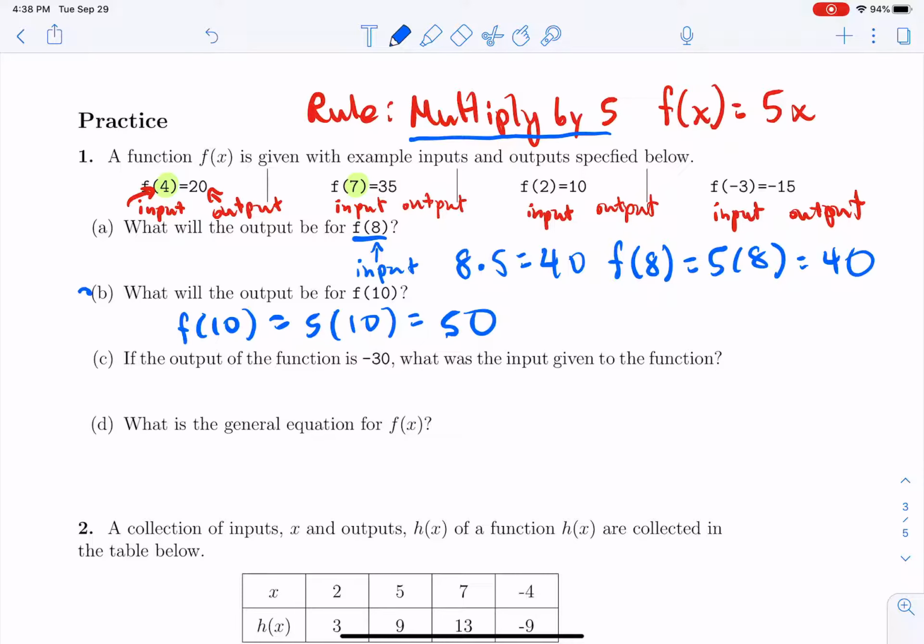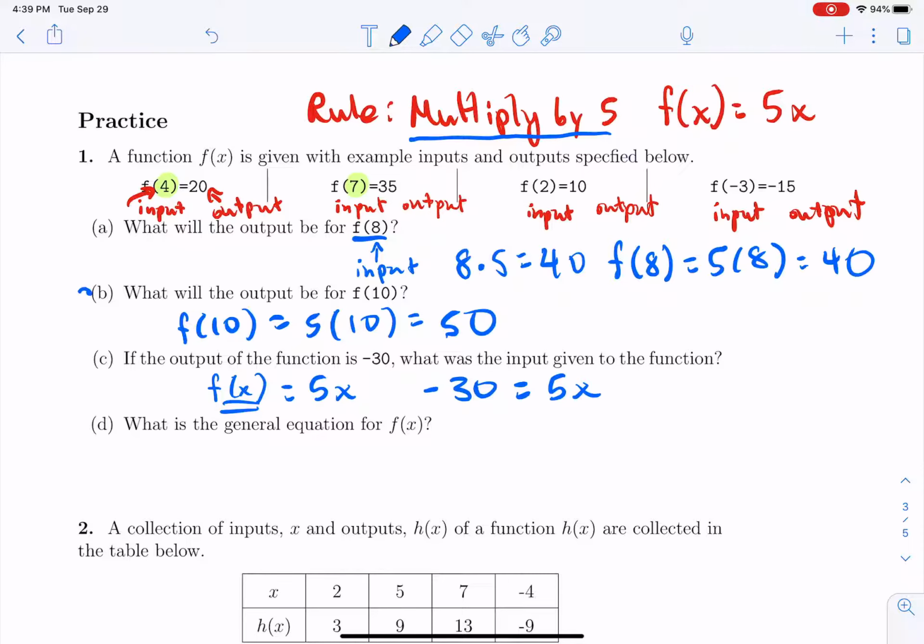Okay, if the output of the function is negative 30, what was the input given to the function? Well, here we're given our output. So we're given what f of x is. What I don't know is what was my input. So I'm going to write that as an equation, negative 30 equals 5x.